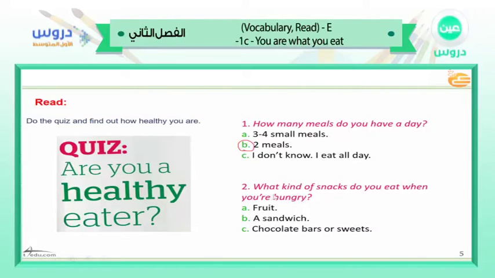Let's see what we have on number 2. What kind of snacks do you eat when you are hungry? A, fruit. B, a sandwich. C, chocolate bars or sweets. So what about you? When you are hungry, what kind of snacks do you eat? Not the big meal, no, snacks. Fruit, sandwich, chocolate bars or sweets. Which one? Very nice. For me, I'm trying to eat fruit when I'm hungry, between the meals, okay?